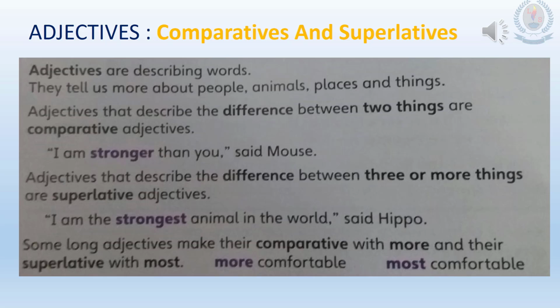Some long adjectives make their comparative with more and their superlative with most. There are some long adjectives, so we use more for the comparative and most for the superlative. Look at this example: more comfortable, most comfortable. More comfortable, comparative. Most comfortable, superlative. So children, you might have understood about adjectives and also comparatives and superlatives.